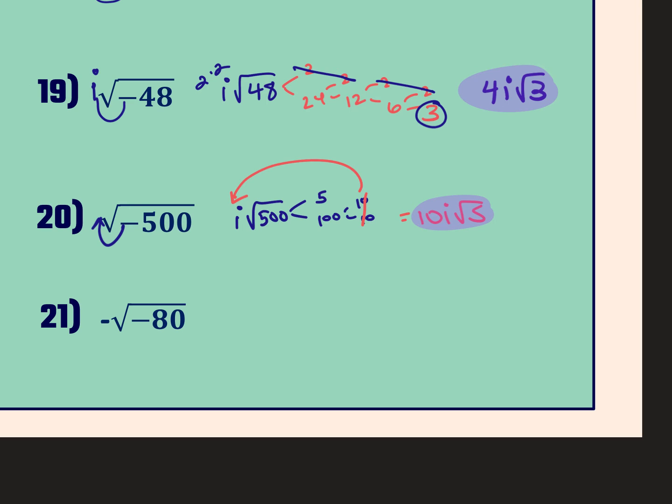And 21, I take the i on the outside. There's already a negative there, so this would be negative i square root 80. 80 breaks down into 2 and 40, 2 and 20, 2 and 10, 2 and 5. There's a pair of 2's, a second pair of 2's, and the 5 that stays underneath. So I would rewrite that as negative 4i square root 5.